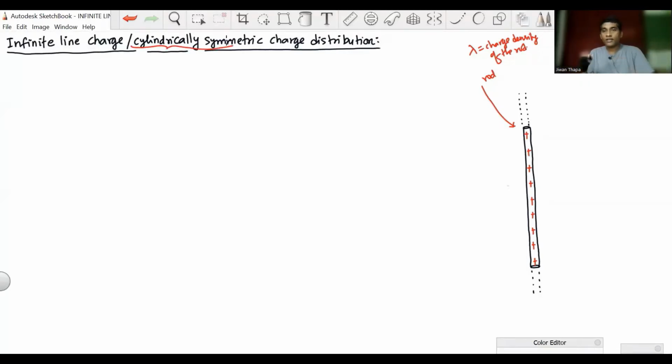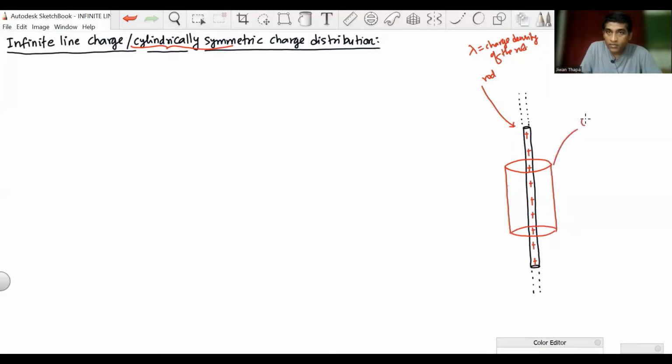Clear? Since the rod is a thin cylinder, in order to apply Gauss law, we must choose a Gaussian surface, and we take a cylindrical Gaussian surface in this case. Clear? So let us draw a cylindrical Gaussian surface, okay, which is coaxial with the rod.